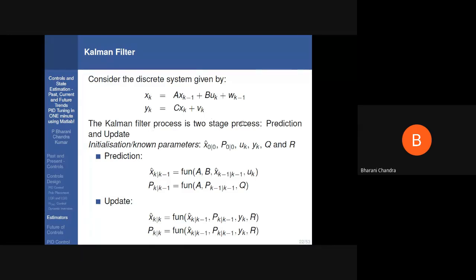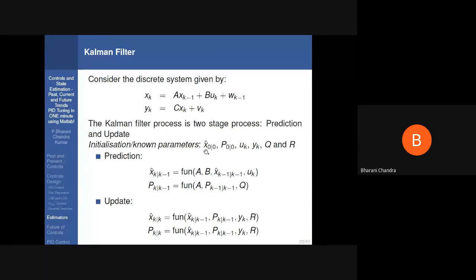The Kalman filter is a two-stage process, prediction and update. In the prediction, we try to predict how my state will look without having the output information. Once the output information is with us, we combine it with the predicted value to get the updated state.